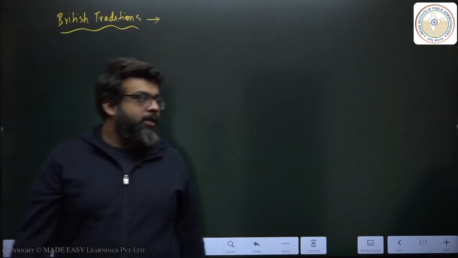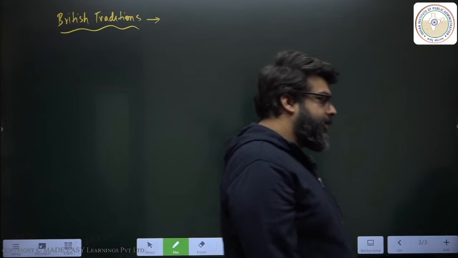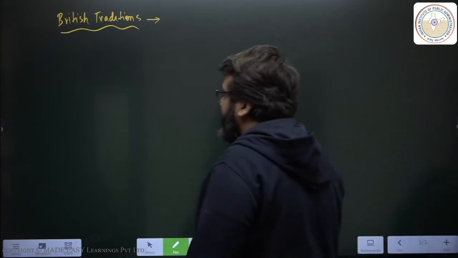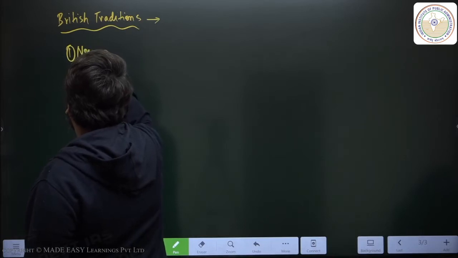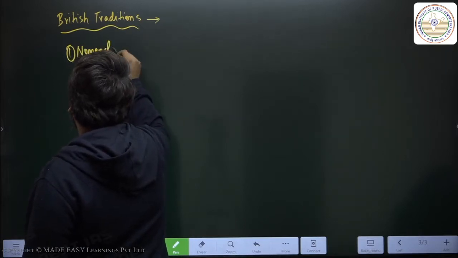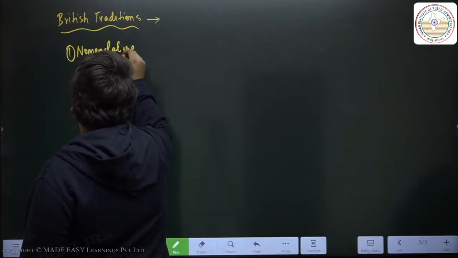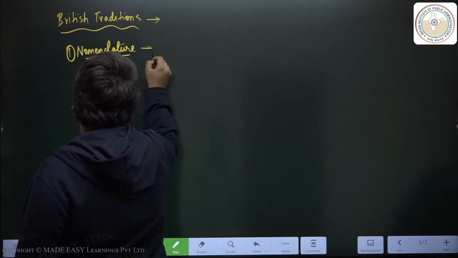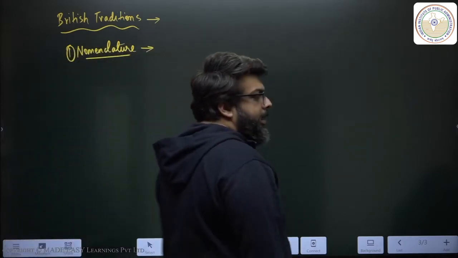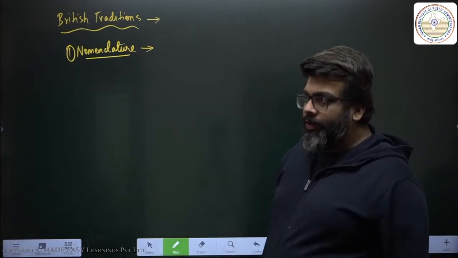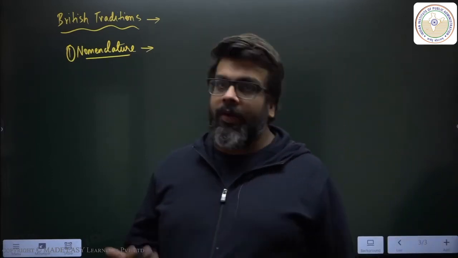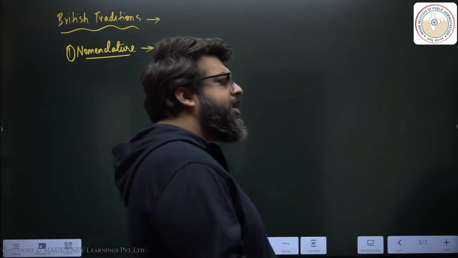First is the nomenclature. So when we say nomenclature, what do we understand? How you address the court. So your lordship, your honor, these are very British traditions.